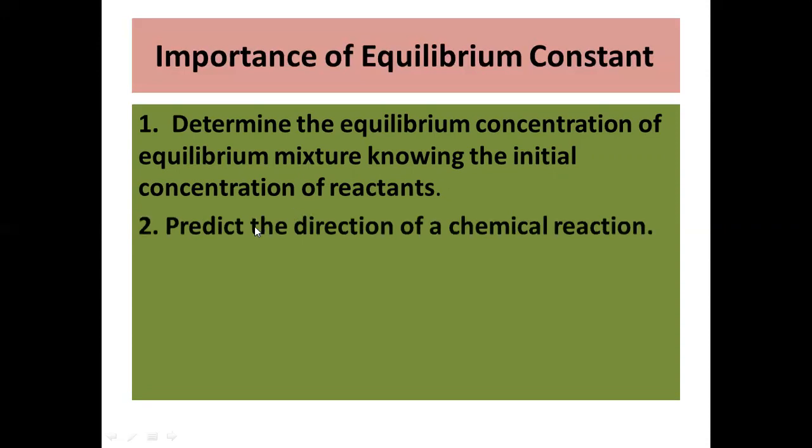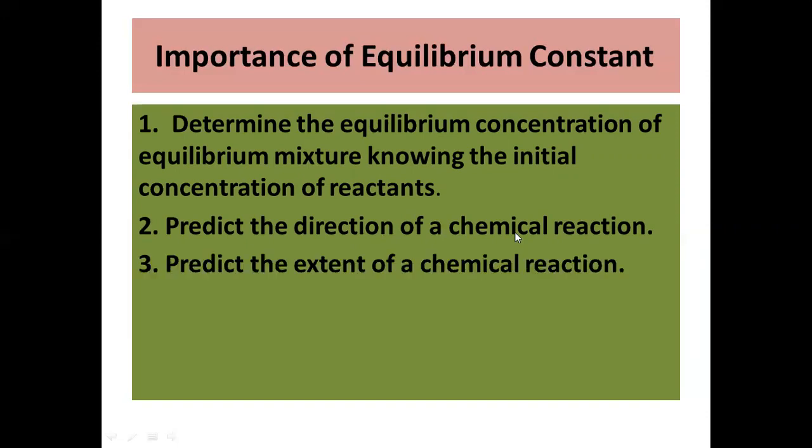We can also predict the direction of a chemical reaction, that either the reaction is going on in forward direction or it favors the reverse direction. Kc can also be used to predict the extent of a chemical reaction. Extent means how much reactants or products are present at equilibrium state.